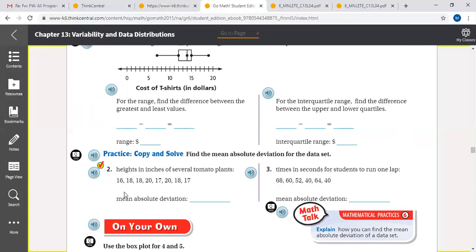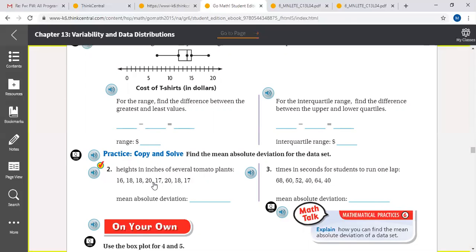Firstly, we want to find the mean. How can we find the mean? We said that the mean equals the sum of all the values divided by the number. So we will add 16 plus 18 plus 18 plus 20 plus 17 plus 20 plus 18 plus 17. Then divide by 8. Why will we divide by 8? Because the number of values is 8. Okay, if we find the mean, it will be 18.